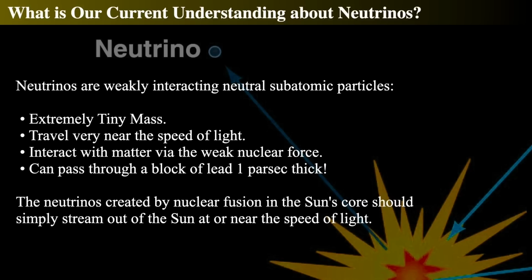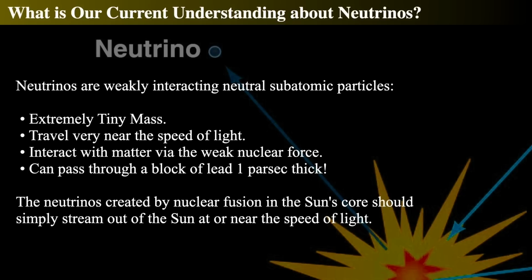So again, what are neutrinos? Neutrinos are fundamental, neutral, subatomic particles. They barely interact with anything. They also have a tiny but not well-known mass, and in fact were thought to be massless until only recently. They travel at very close to the speed of light, but not quite because of their tiny mass. They don't interact at all via the electromagnetic force or the strong nuclear force. They don't have an electric charge.